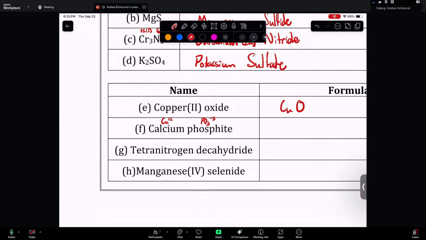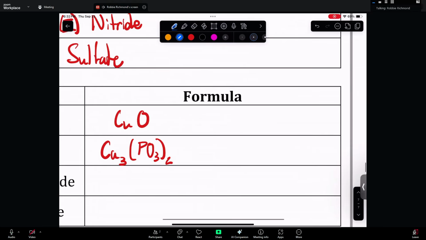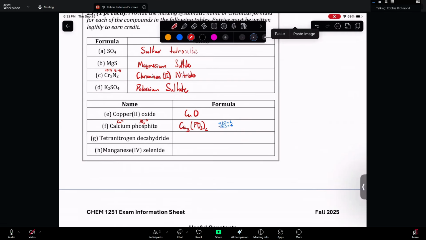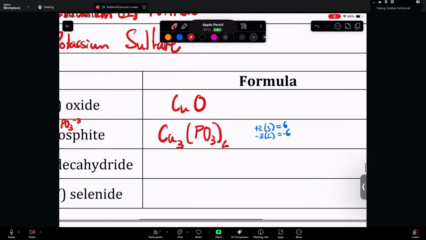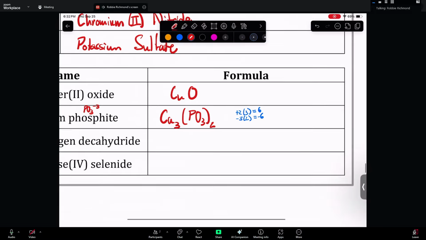To balance the charges out, you would need 3 calcium, put parentheses around phosphite, and we would need 2 of those. To double check, we can just do the math again. +2 times 3, -3 times 2, that's 6, -6, that's a net of 0. We're good. Reminder, please put parentheses around the polyatomic ion if you want to put multiple of that. Do not put P2O6. That is something completely different.